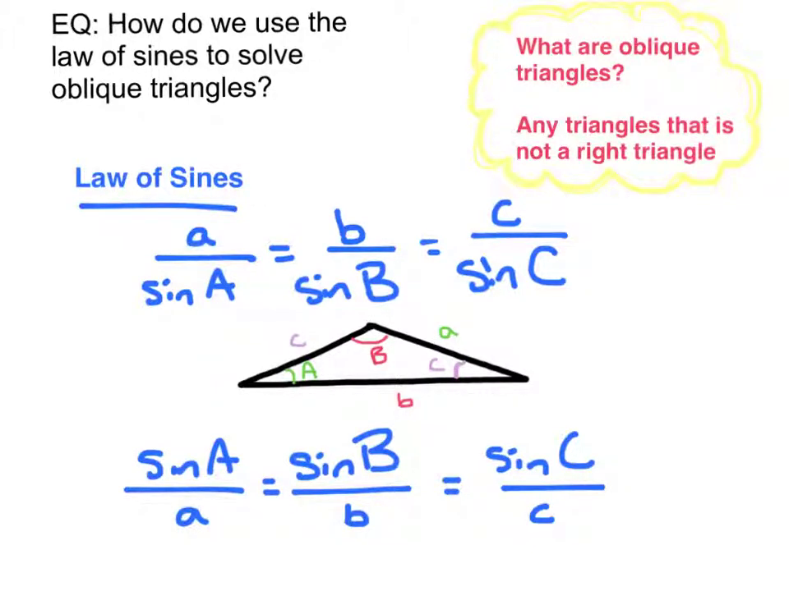All right, we're going to talk about the law of sines. The law of sines we use to solve oblique triangles. Oblique triangles are just triangles that aren't right triangles. So acute and obtuse triangles are oblique.